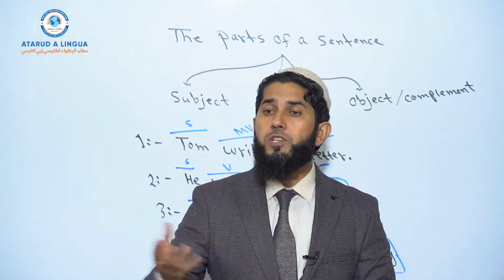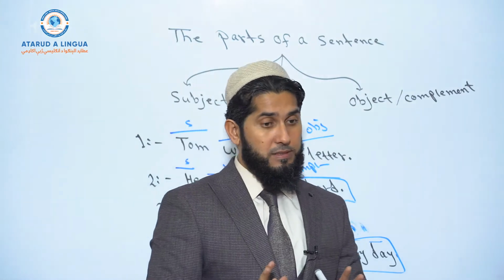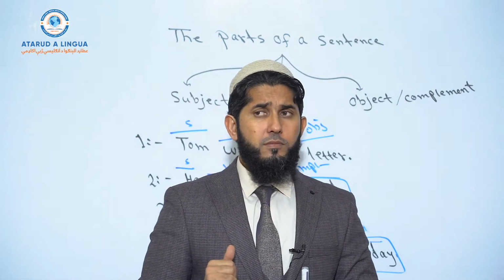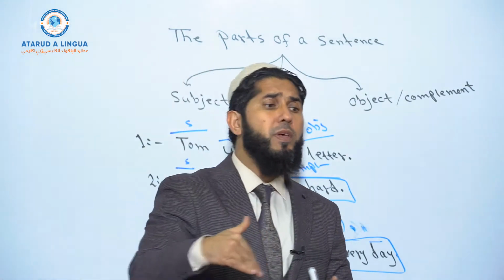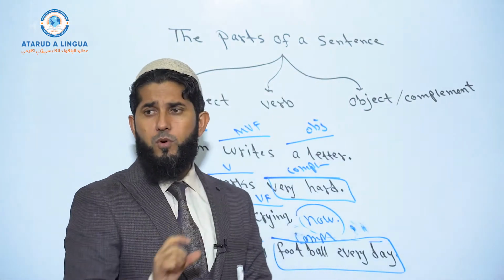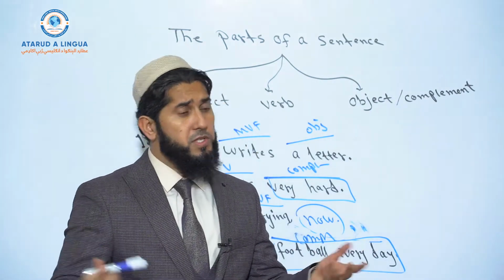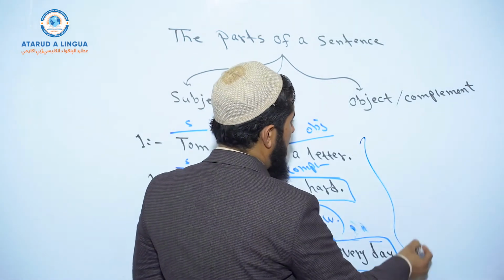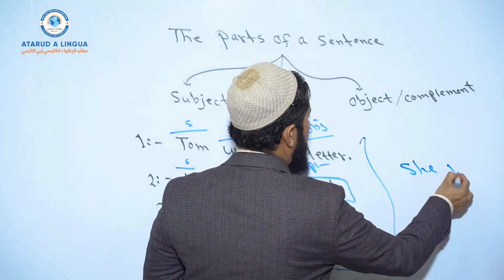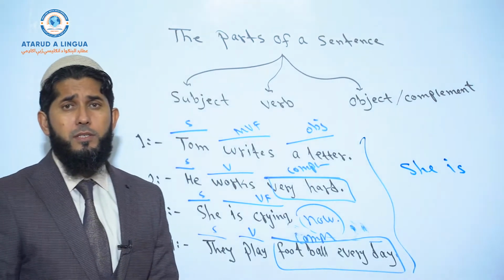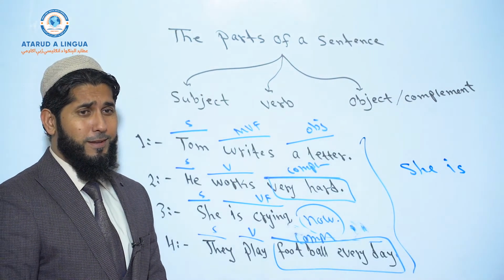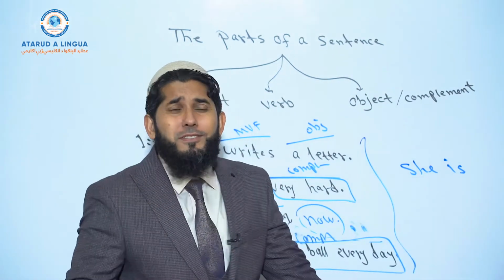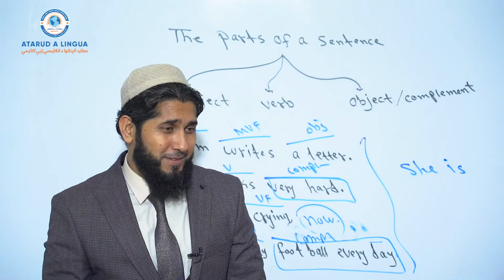Okay, so what is object? Object is the receiver of the action or state. And complement? Complement is something that completes the meaning of a verb. For example, if you have a to be verb in simple present tense or whatever tense, you say, she is. If you stop it here, the meaning of this to be verb is not complete, and it does not give you a complete meaning.